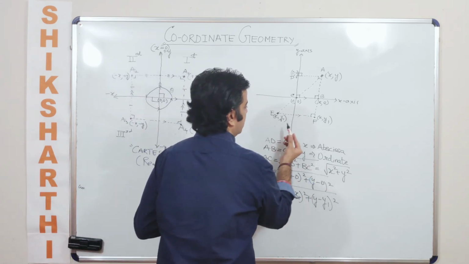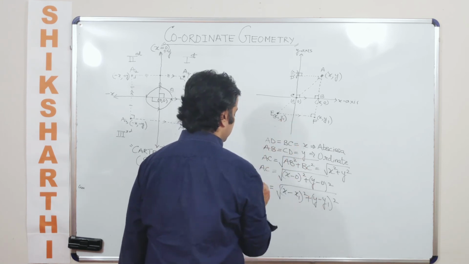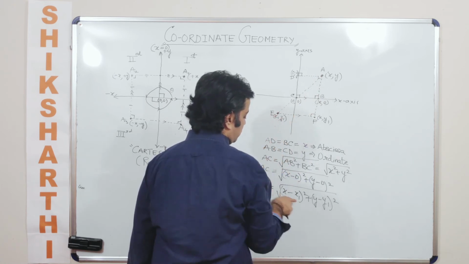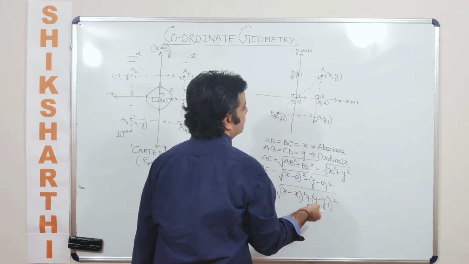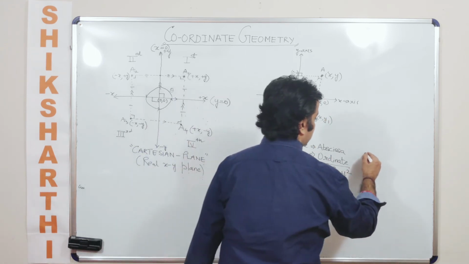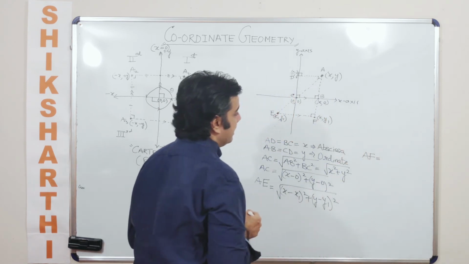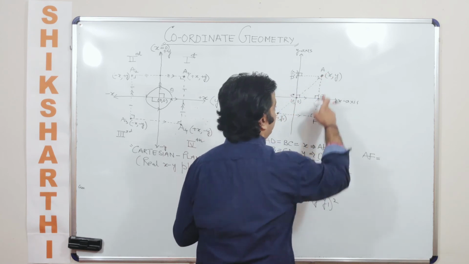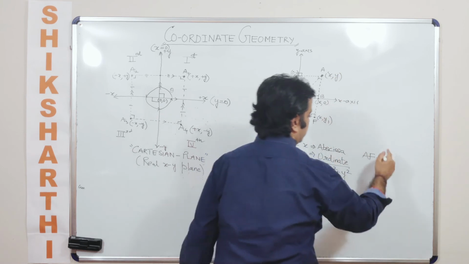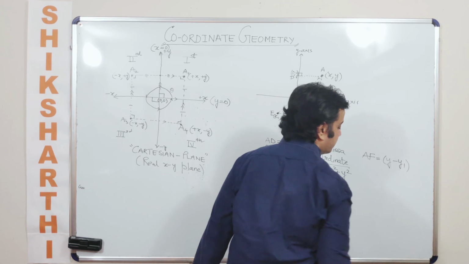Right, now you can use the Pythagoras theorem. So if I were to find the distance AE, it is nothing but the square root of x minus x1 whole square plus y minus y1 whole square. If I want to find the distance AF, the abscissa part remains the same, and only the ordinate part changes. So the distance AF will be y minus y1, right?